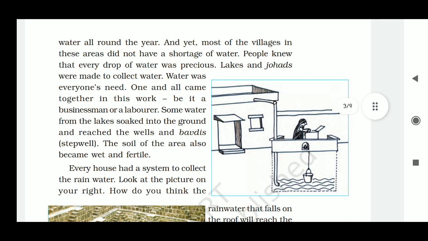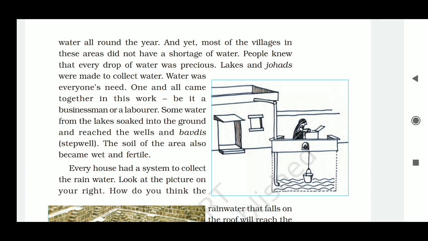Water all around the year, and yet most of the villages in this area do not have a shortage of water. People knew that every drop of water was precious. Lakes and johads were made to collect water. Water was everyone's need. One and all came together in this work, be it a businessman or a laborer.